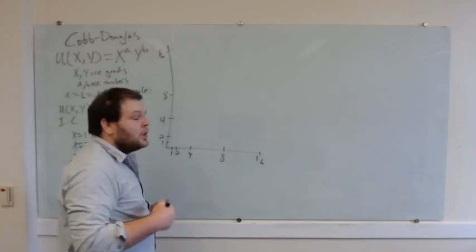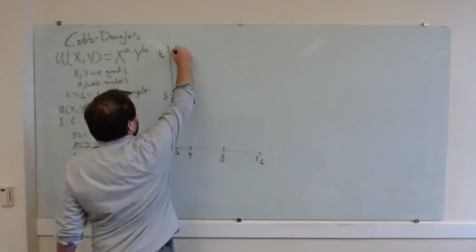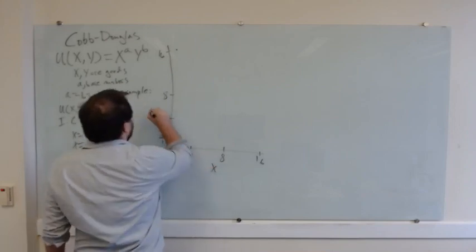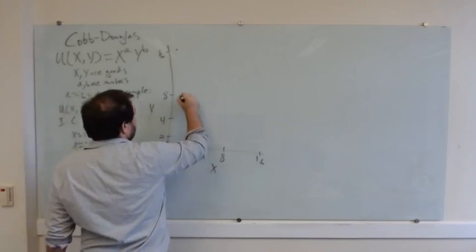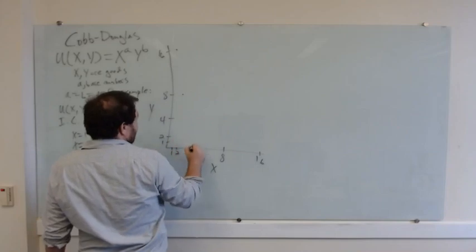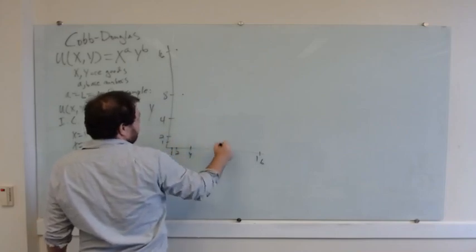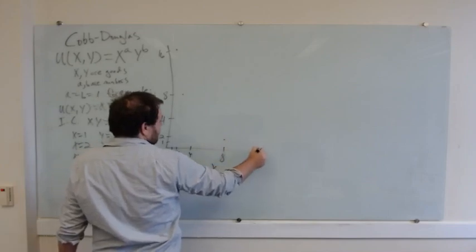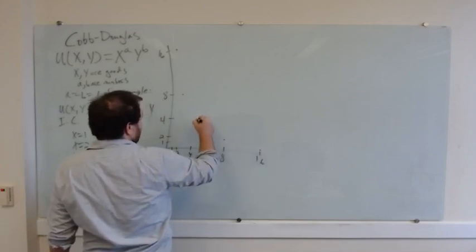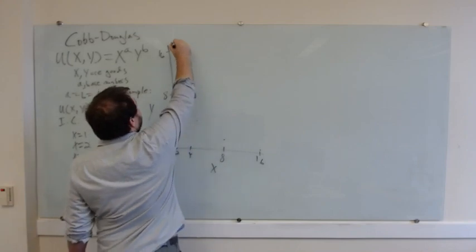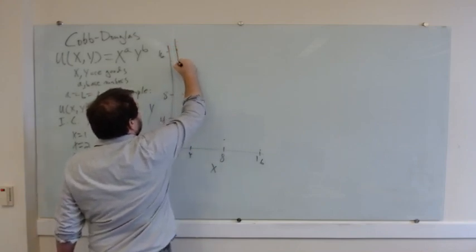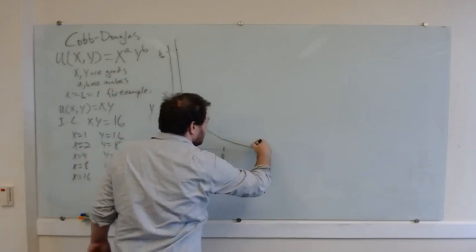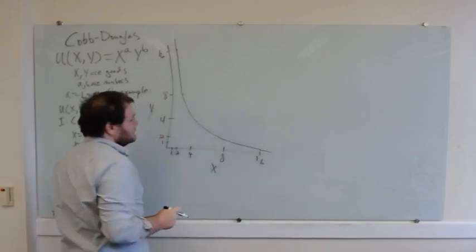Something like this. We would say, okay, we're going to have an indifference curve here, where x is 1 and y is 16. Here, where x is 2 and y is 8, where x is 8 and y is 2, and then where x is 4 and y is 4. So if we draw this indifference curve, it's going to look something like this.